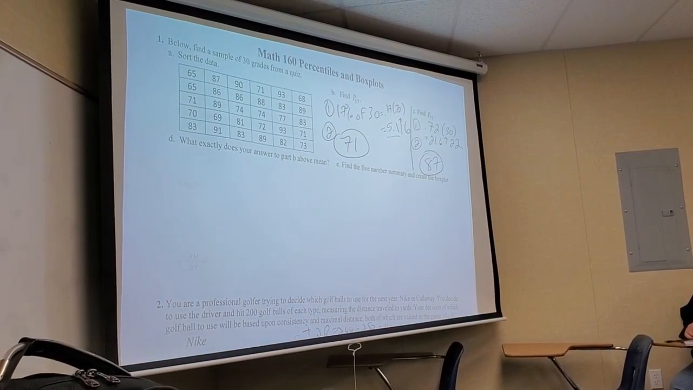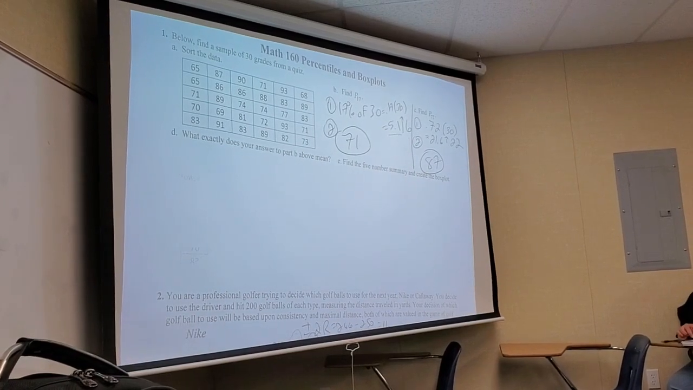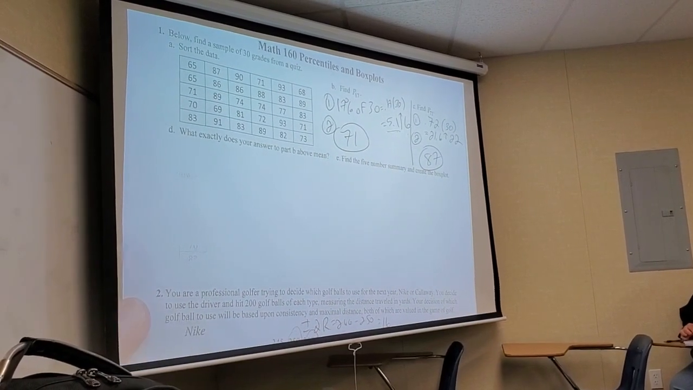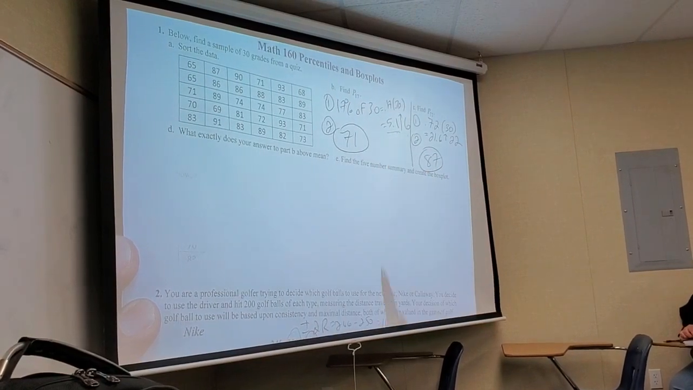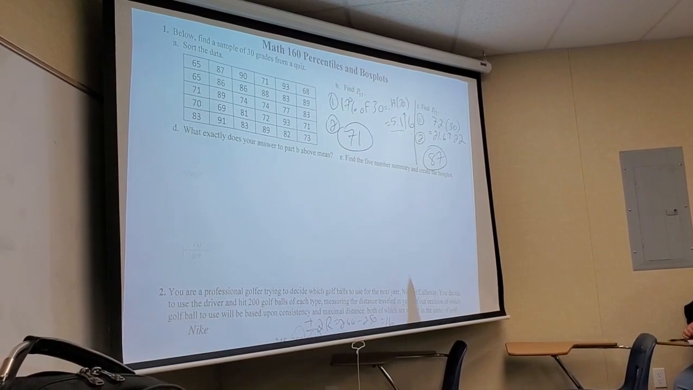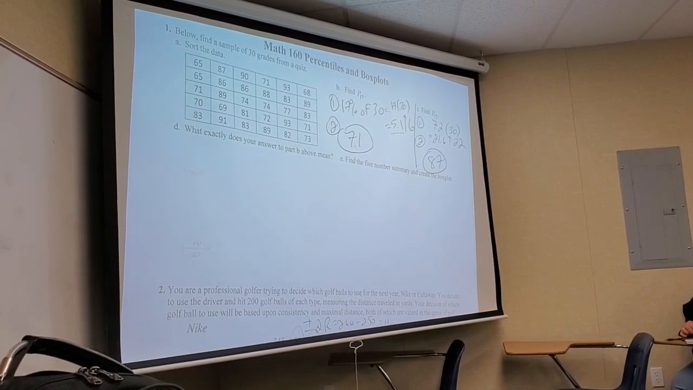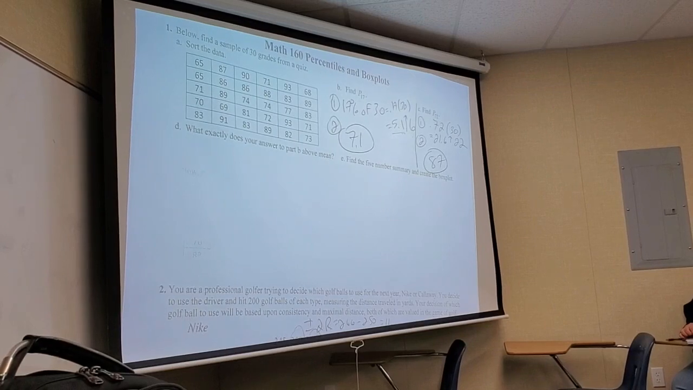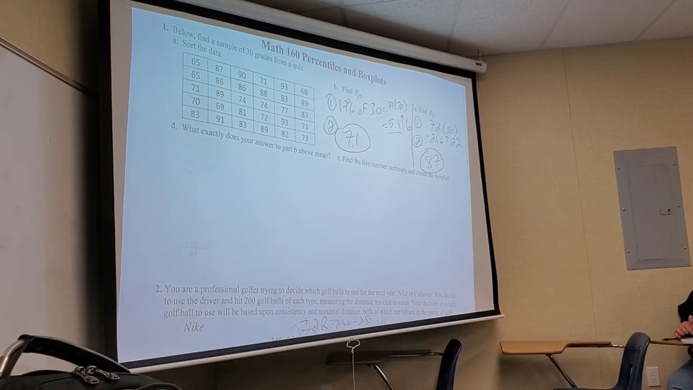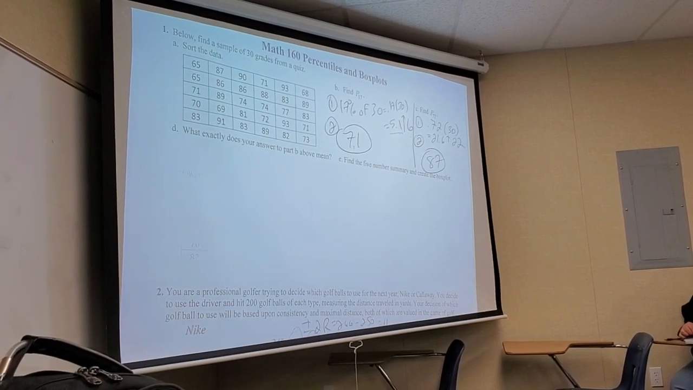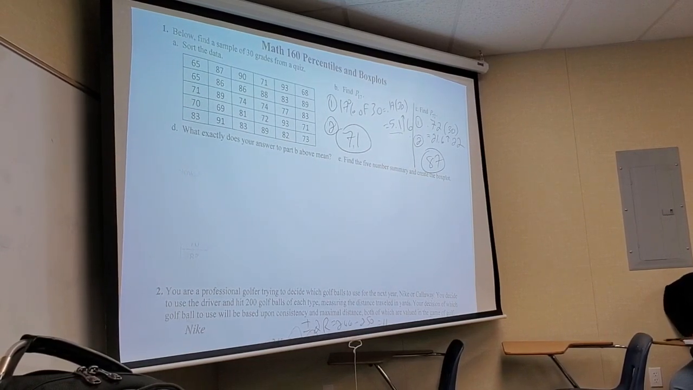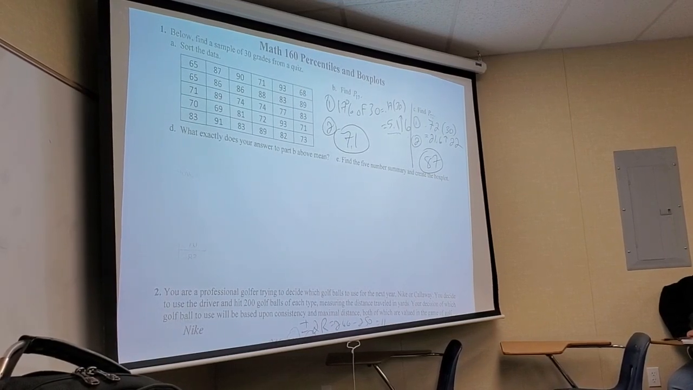Conceptual question. There will always be conceptual questions on tests, always. What does your answer to part B mean? What exactly does our answer to part B mean? Whoever's got the score of 71 is in the 17th percentile, meaning they're on the lower end of scores, but they scored higher than 17. There it is. I'm waiting for that. The last piece is crucial.